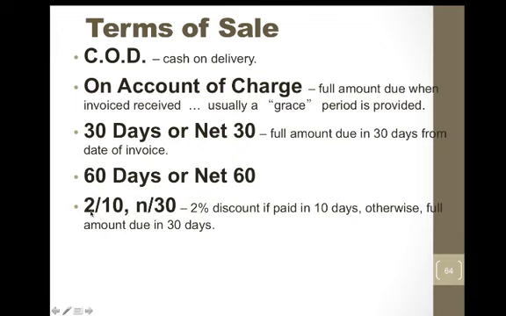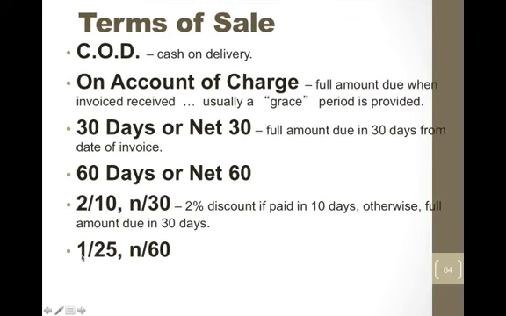How you read this is 2/10 net 30. And what it means is you get a 2% discount if you pay within 10 days. Otherwise, the full amount is due within 30 days. 1/25 net 60 is how you read it. It means you get a 1% discount if you pay within 25 days. Otherwise, it's due within 60 days.